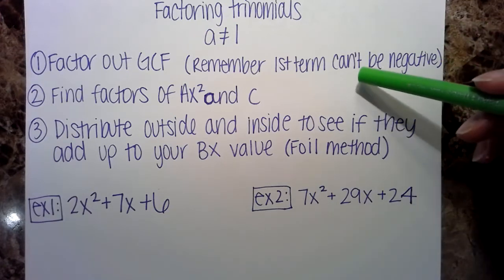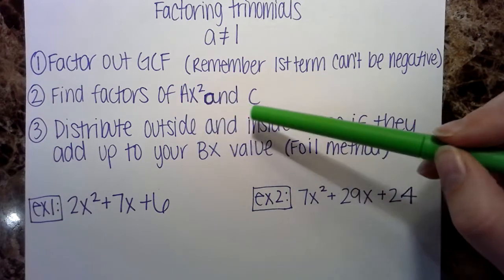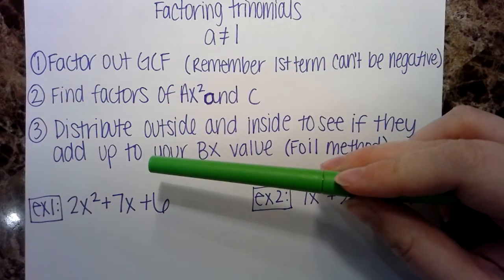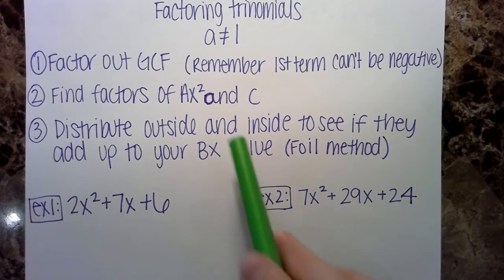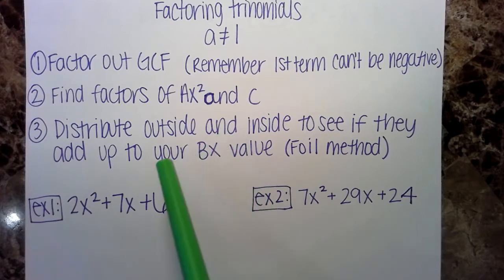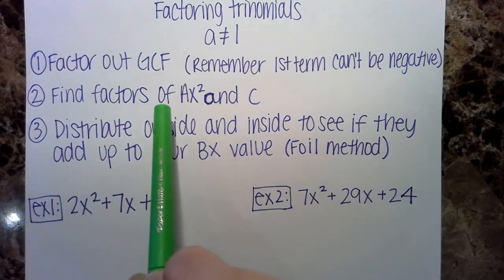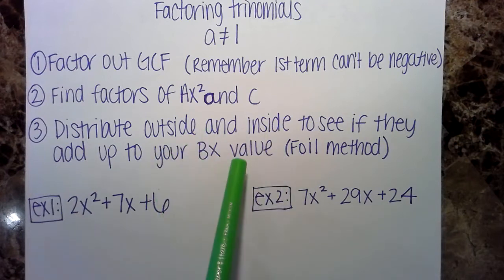If you factor out a GCF, you want to make sure that you find the factors of your ax squared and then your c value. To check, you're going to distribute the outside and the inside to see if they add up to your bx value. If, for example, you didn't have a GCF to factor out, you found the factors of your a and your c, and you went to check and none of the values work, then it's going to be prime. So that's something to remember as well.